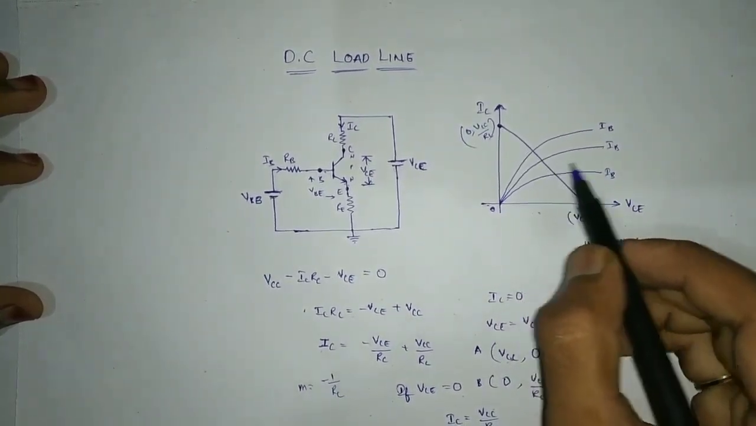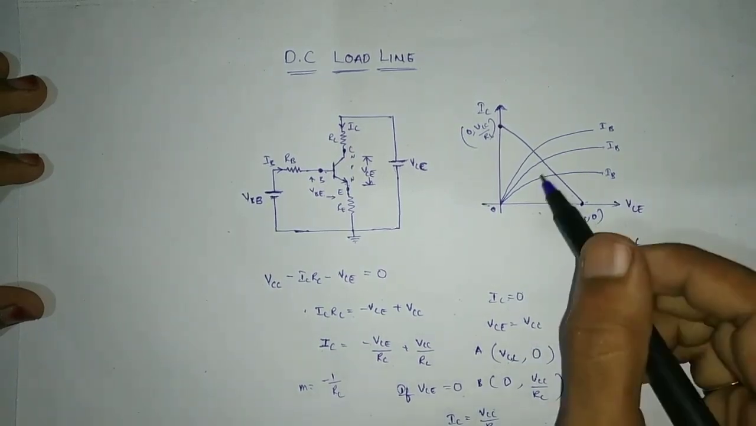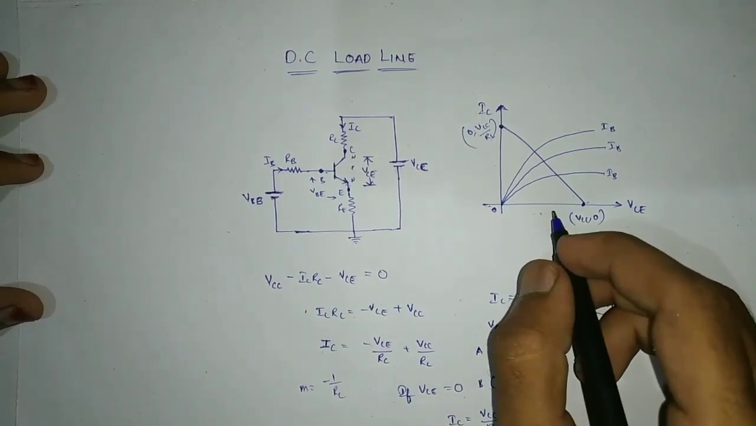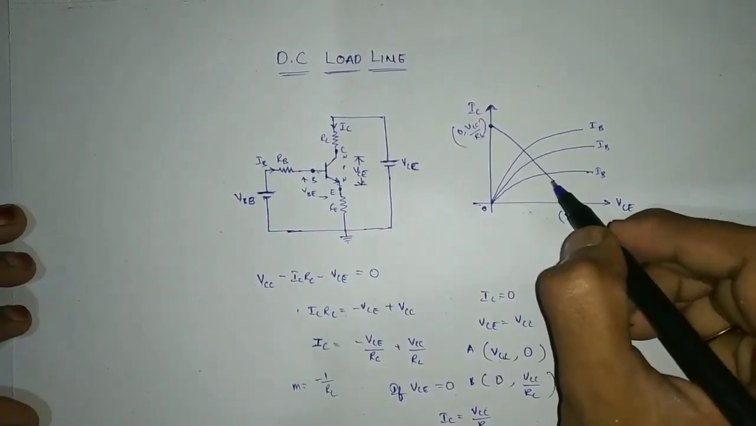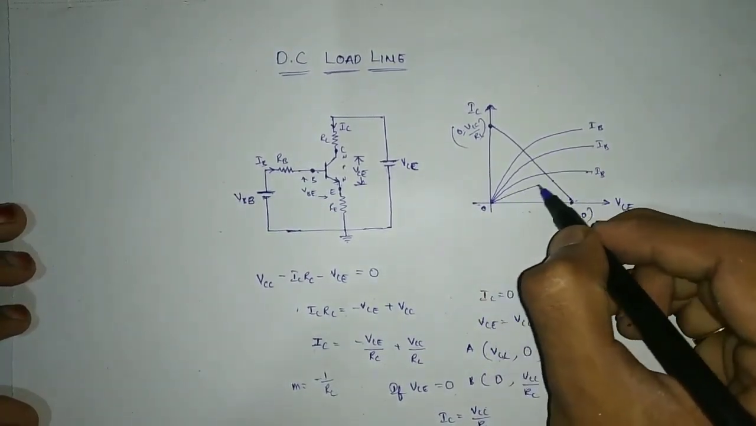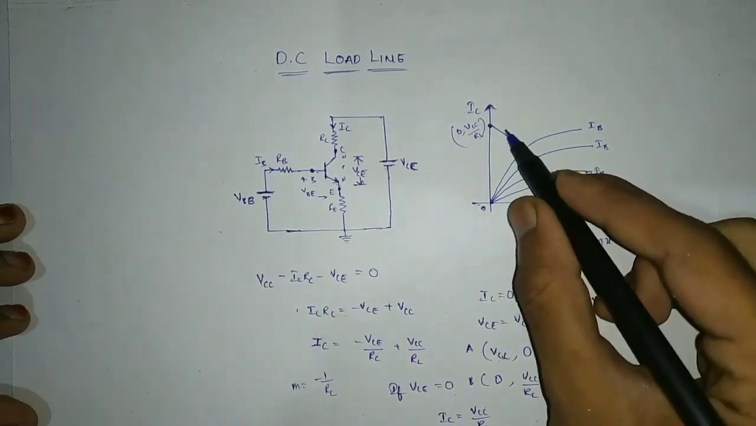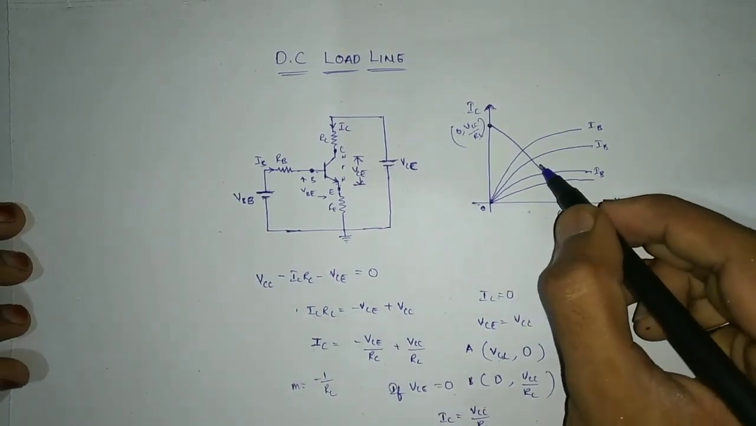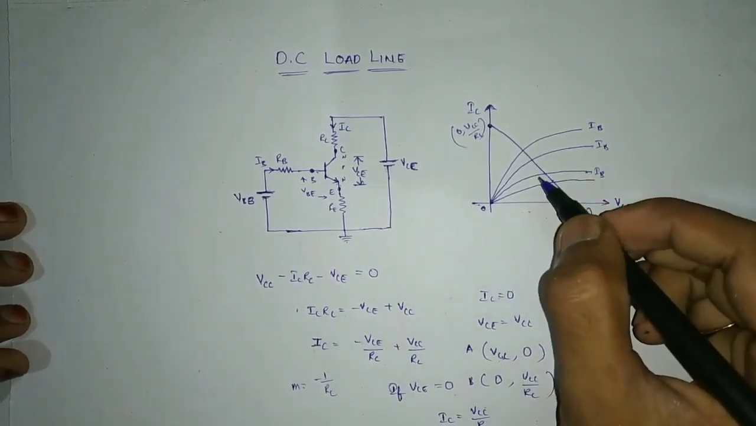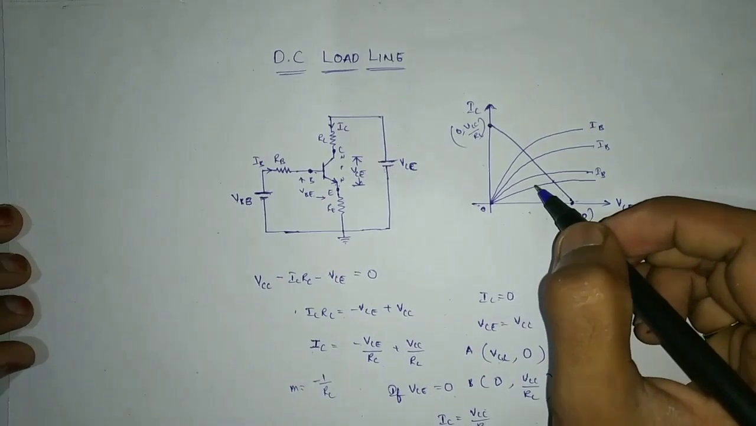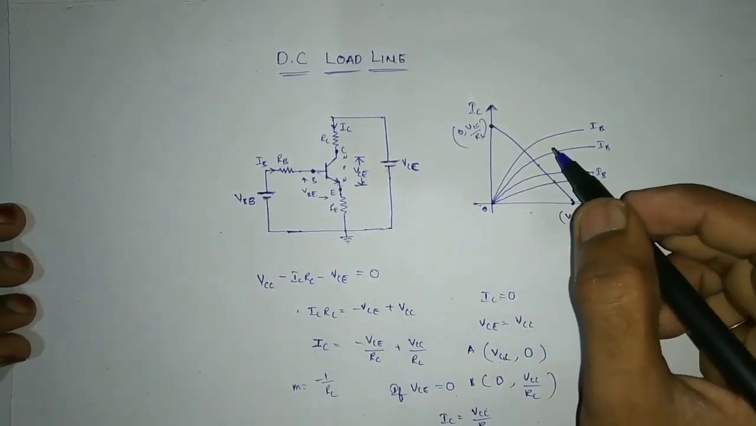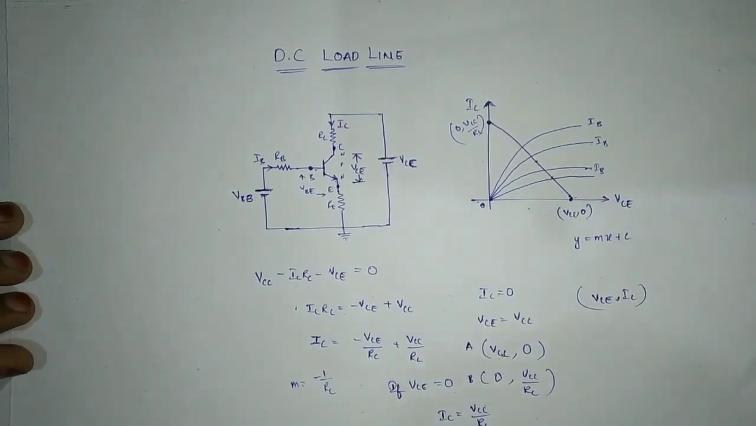With the help of this load line and these output characteristic curves, we can find the Q point. Q point is nothing but the operating point. We can find different Q points with a number of output characteristic curves and a single load line. For good amplification, we have to select a point perfectly. That we will learn in selection of the Q point. This is all about DC load line.